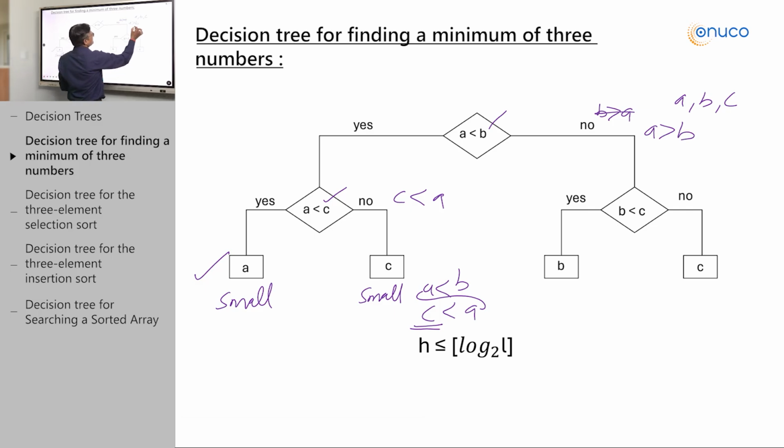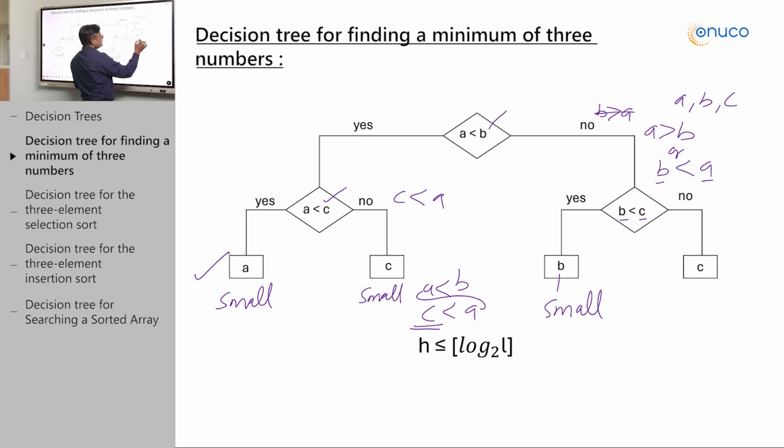Or you can write it in another way: B is less than A. Reverse of this. Or you can put an equal to sign, it is up to you. So A is less than B, B less than A. And here you are saying that B is less than C. B is less than A, B is less than C. Who is lesser? B is lesser. So you make the decision, B is small.